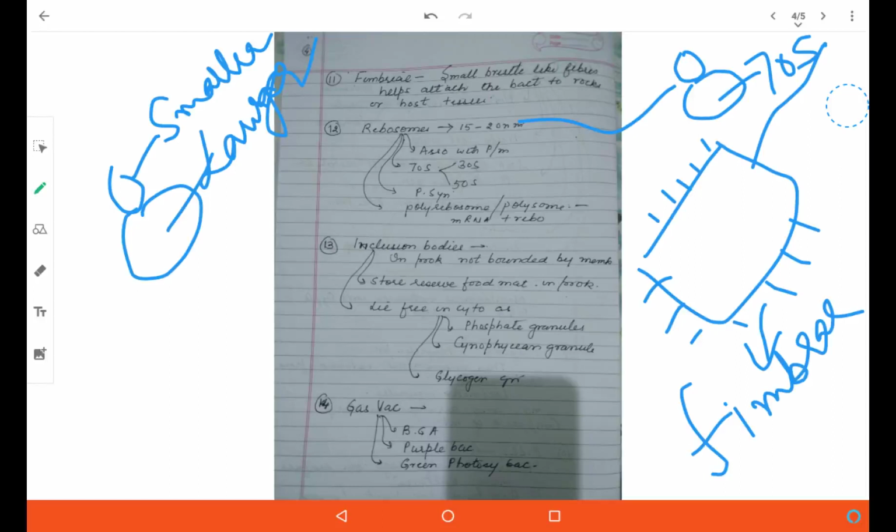One more important thing is inclusion bodies. They are present in prokaryotes and they are also not membrane bound, as membrane bound structures are lacking in prokaryotes. They are meant for storing the reserve food material in prokaryotes. They lie freely in the cytoplasm as phosphate granules, as cyanophycean granules, and as glycogen granules. Prokaryotes do have some gas vacuoles. They are present in blue-green algae. They are found in purple bacteria and in green photosynthetic bacteria.